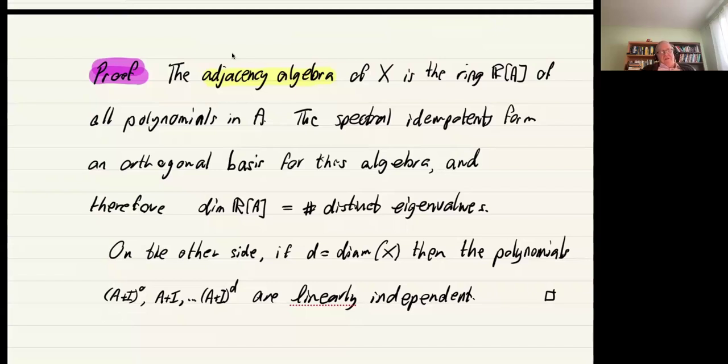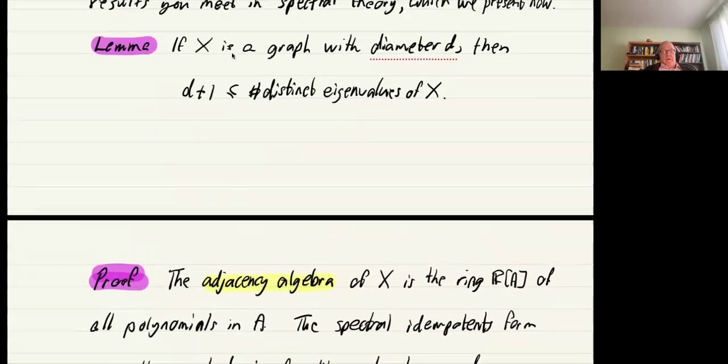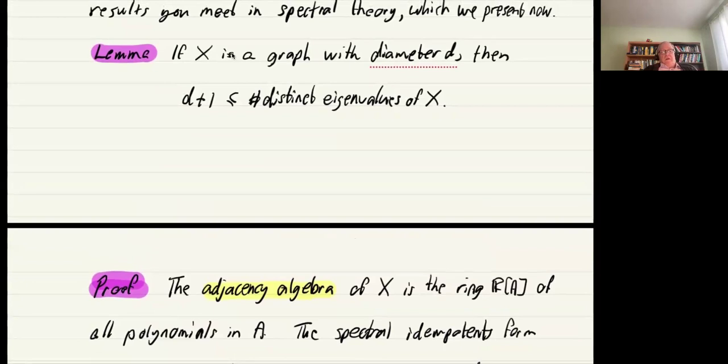But so the argument is that the number of ones in the matrix is increasing at each step. And that then implies that those matrices are linearly independent, because you can't write the last matrix as a sum of the earlier ones, because the earlier ones are going to be 0 in the wrong place. So we have this bound. So we get this relation between d plus 1 and the number of distinct eigenvalues.